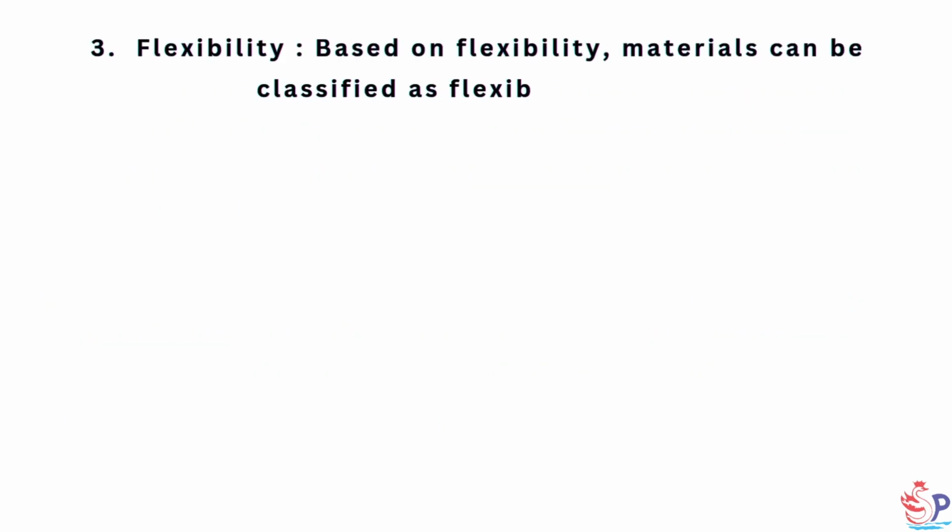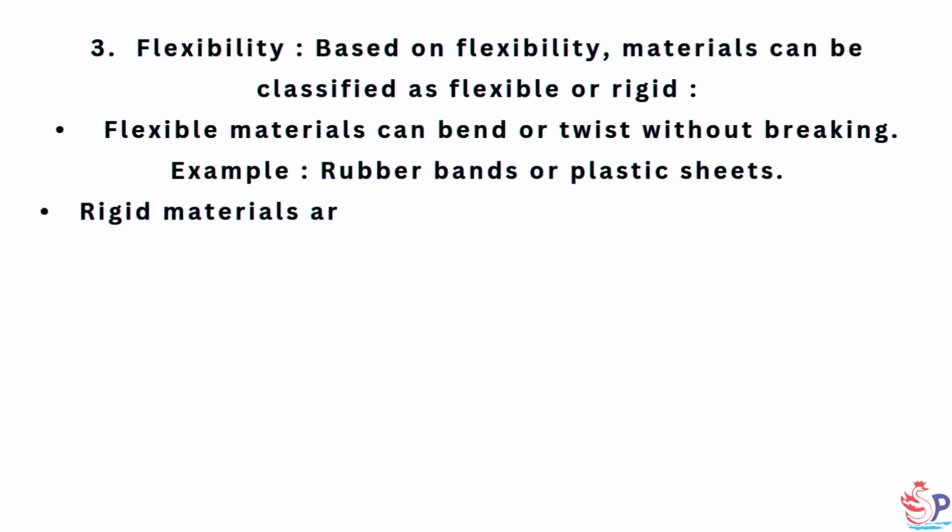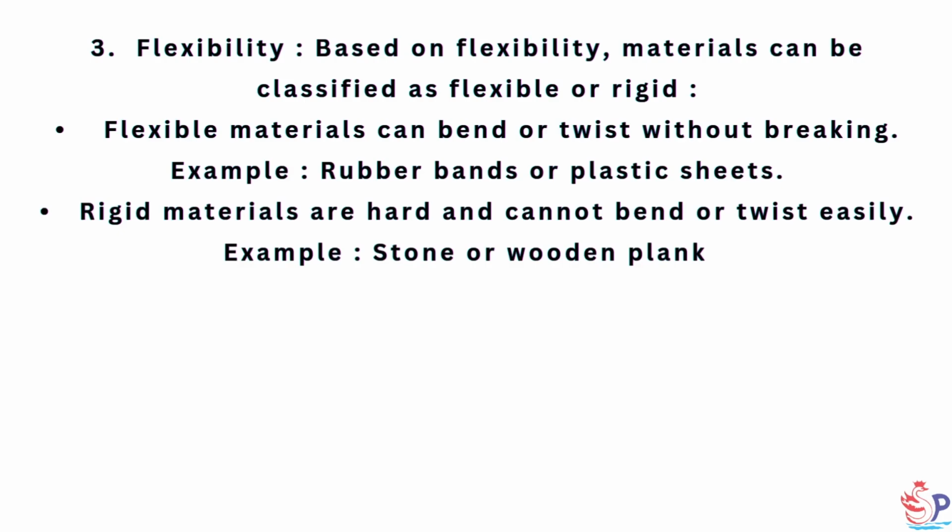3. Flexibility. Based on flexibility, materials can be classified as flexible or rigid. Flexible materials can bend or twist without breaking. Example: rubber bands or plastic sheets. Rigid materials are hard and cannot bend or twist easily. Example: stone or wooden planks.